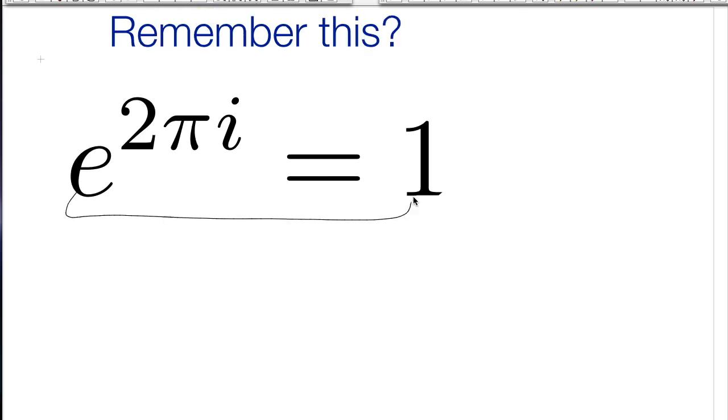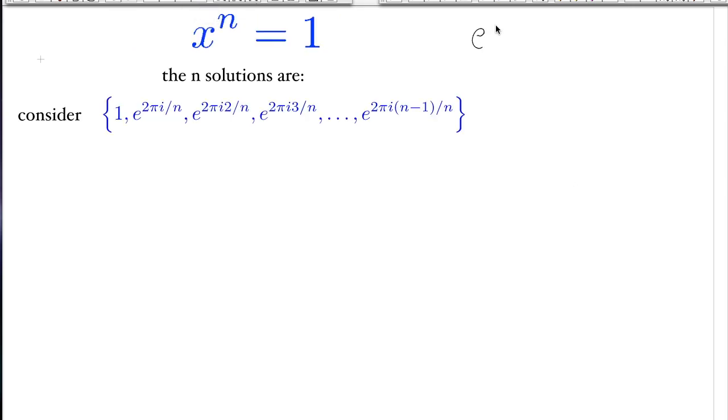So what are these roots? I'm going to recall this Euler identity: e to the 2 pi i is equal to 1. We're not going to prove that. We're just going to take that as a fact, but we're going to use it. e to the 2 pi i is equal to 1. That gives us a pretty good foothold on how to find the roots of unity.